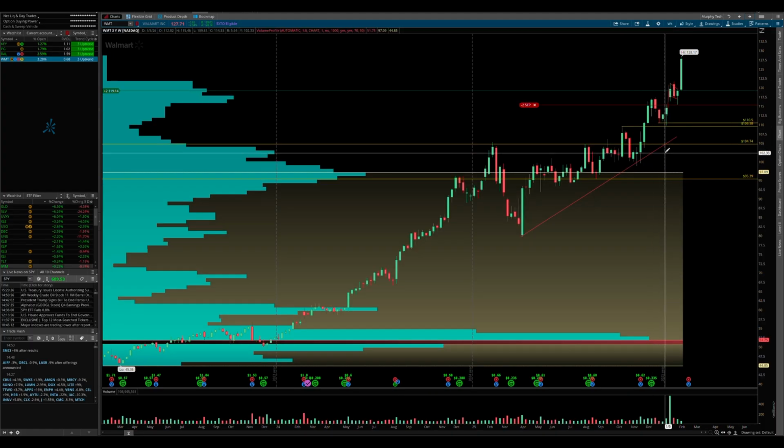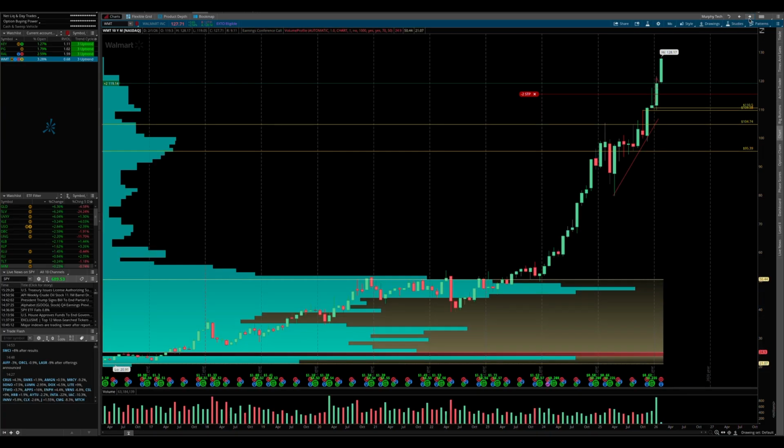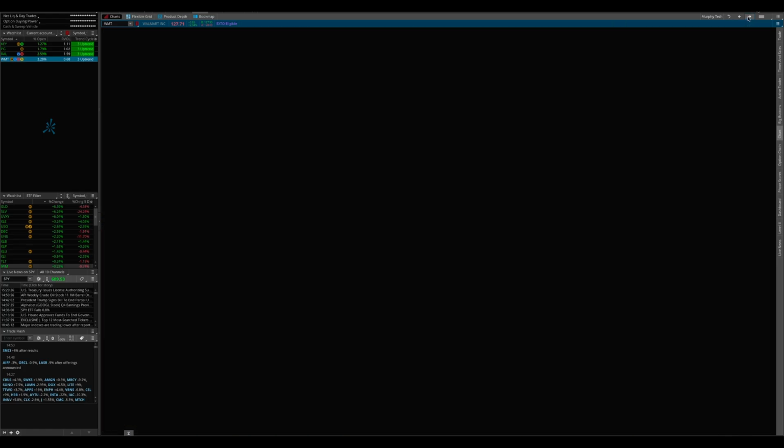Monthly, if we were to break through this, I would suspect that we come down into here. That's how I use these monthly. Monthly, there's a big zone right around 95 to 100, or we could go all the way down there. Who knows?